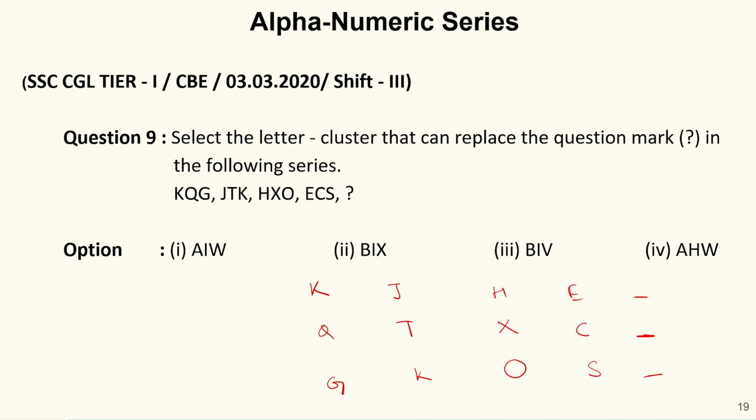So let us put ranks first. K is ranked at 11. J is ranked at 10. H is ranked at 8. E is ranked at 5. So what I can see is that we decrease this by 1, then we decrease this by 2 positions, then we decrease this by 3 positions. So now we will decrease it by 4 positions and we'll get the first position.